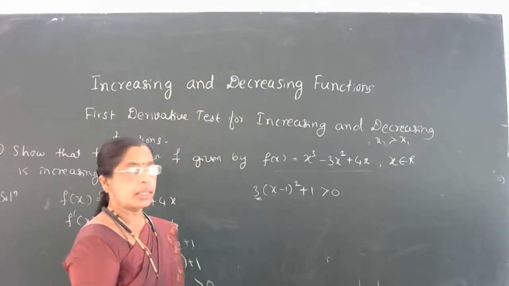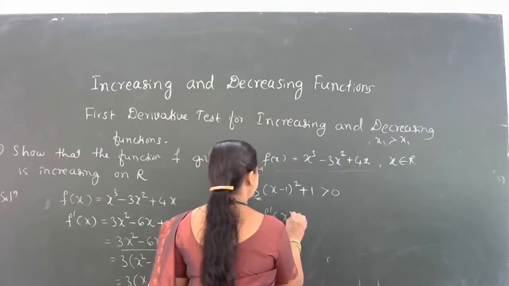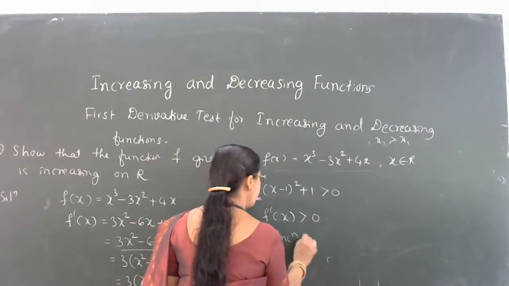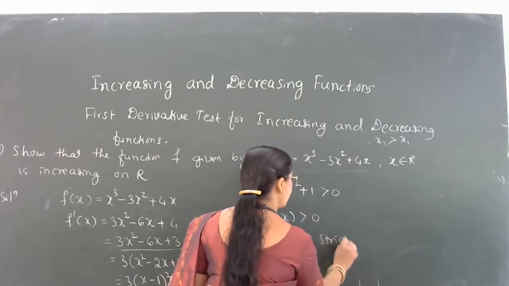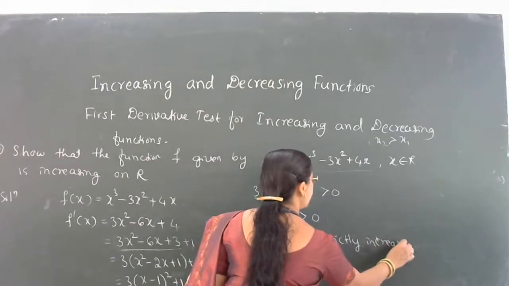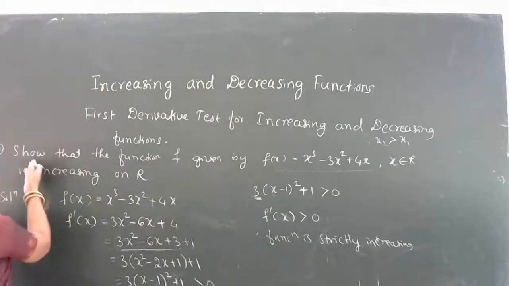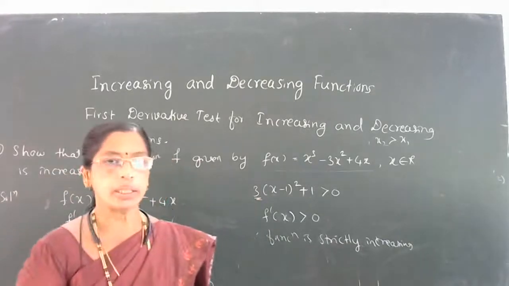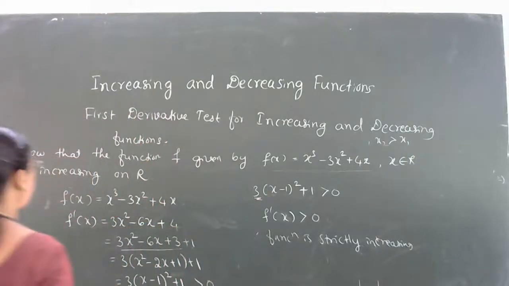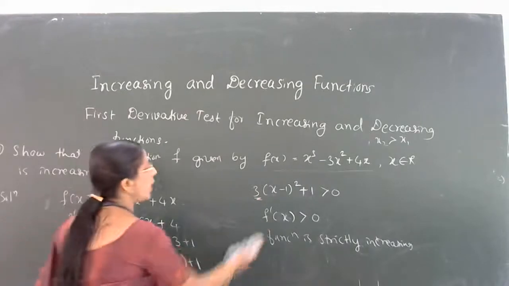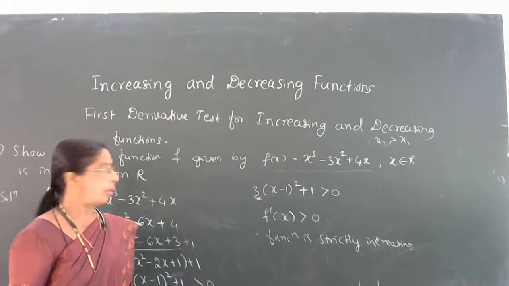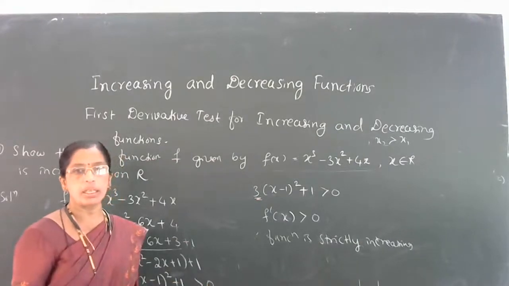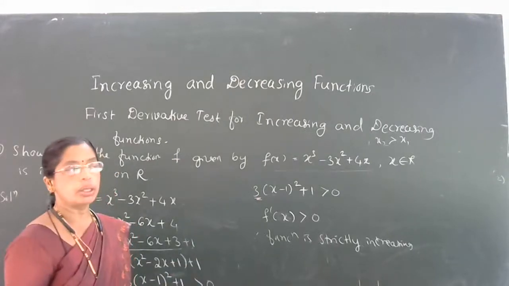We can conclude that f dash x is greater than 0. Therefore, the function is strictly increasing. Here, show that the function given is increasing on R. They didn't ask for the interval in which the function is increasing or decreasing. Therefore, we can solve by this: f dash x is greater than 0. Check whether the derivative of the function is greater than 0 or less than 0. If it is less than 0, the function is strictly decreasing, or if f dash x equal to 0, the function is constant.